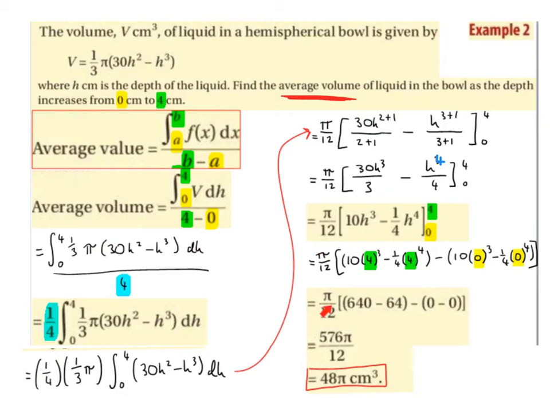We still have the pi over 12 in front. We get 640 minus 64 minus 0. And multiplying by pi over 12, we get 576 pi over 12, which simplifies to 48 pi centimeters cubed. So the average volume of the liquid in the bowl as the depth increases from 0 to 4 centimeters is 48 pi centimeters cubed.